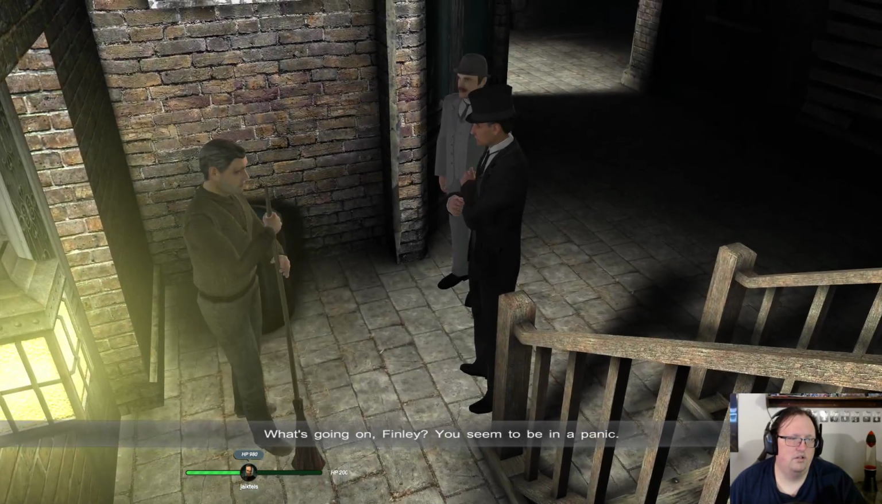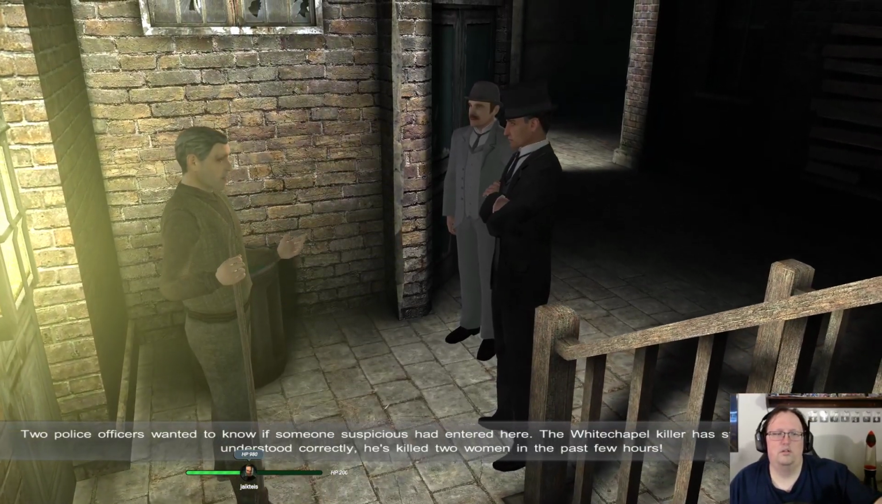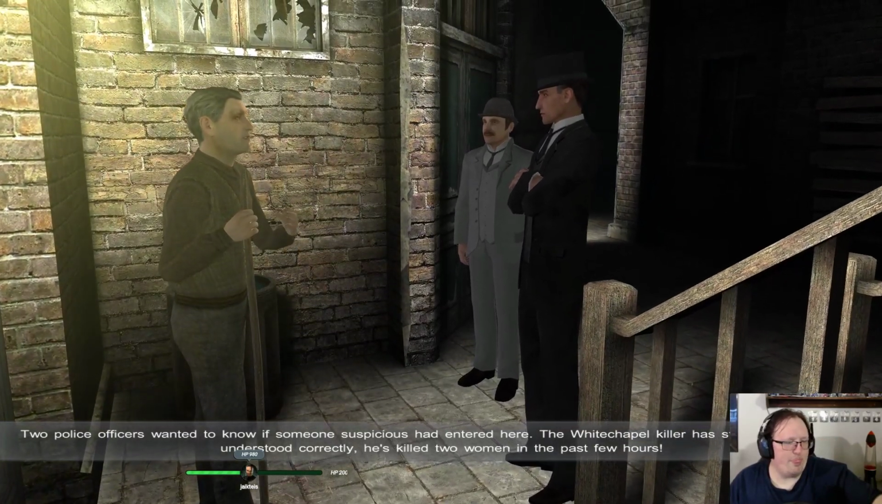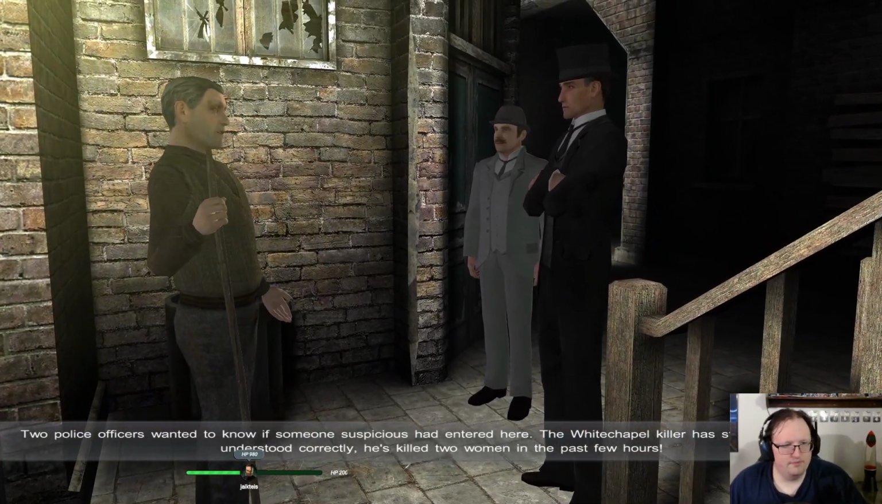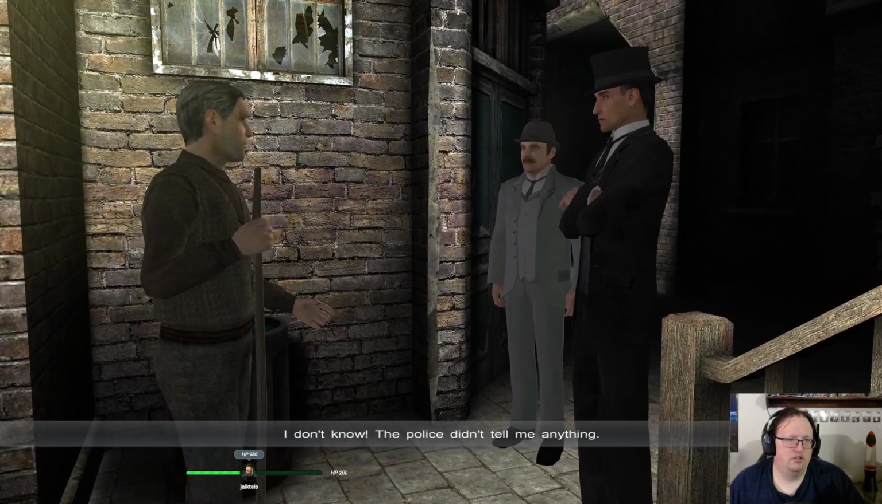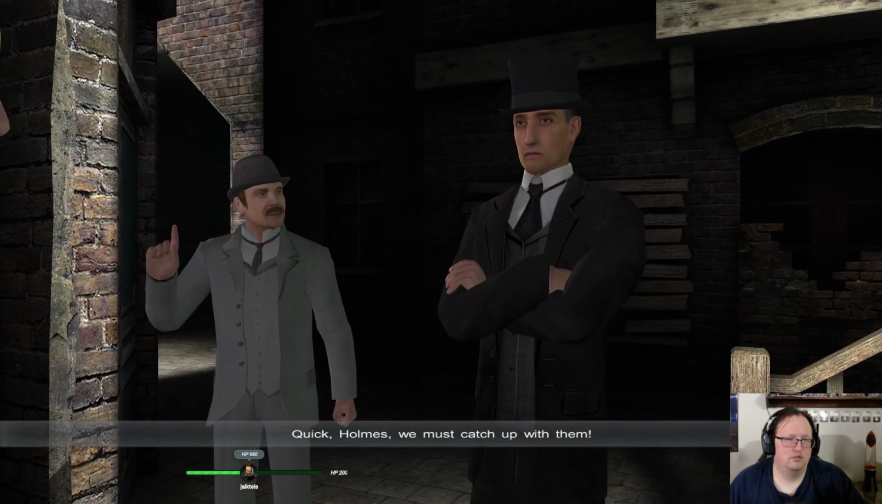What's going on, Finley? You seem to be in a panic. The 2 police officers wanted to know if someone suspicious had entered here. The Whitechapel killer has struck again, and if I understood correctly, he killed 2 women in the past few hours. Where? Oh, no. I don't know. The police didn't tell me anything. Quick, Holmes. We must catch up with them.